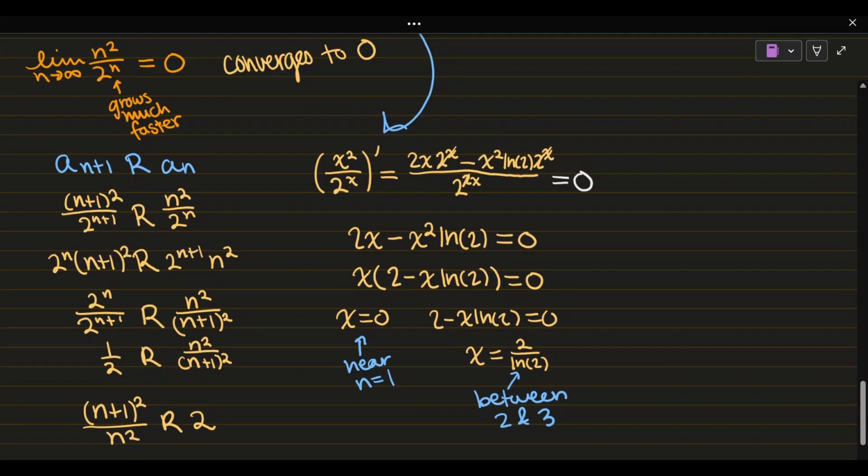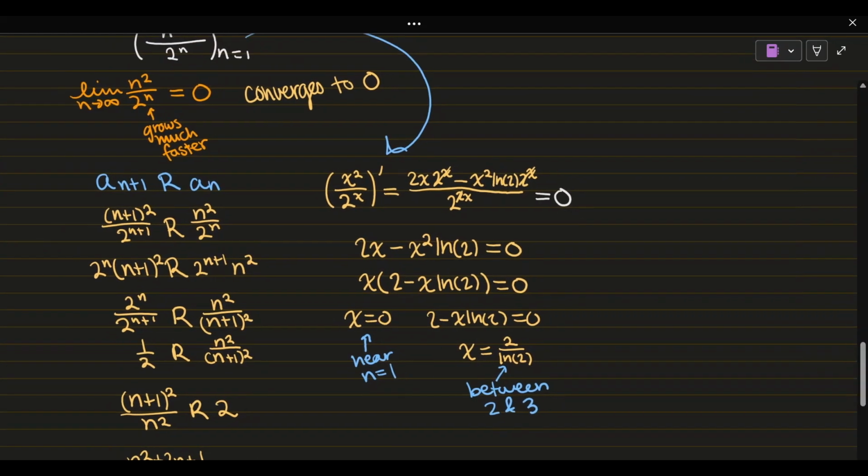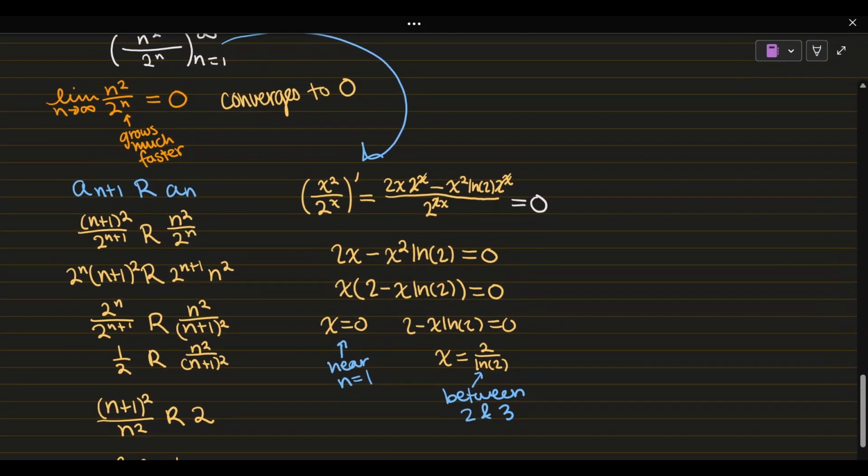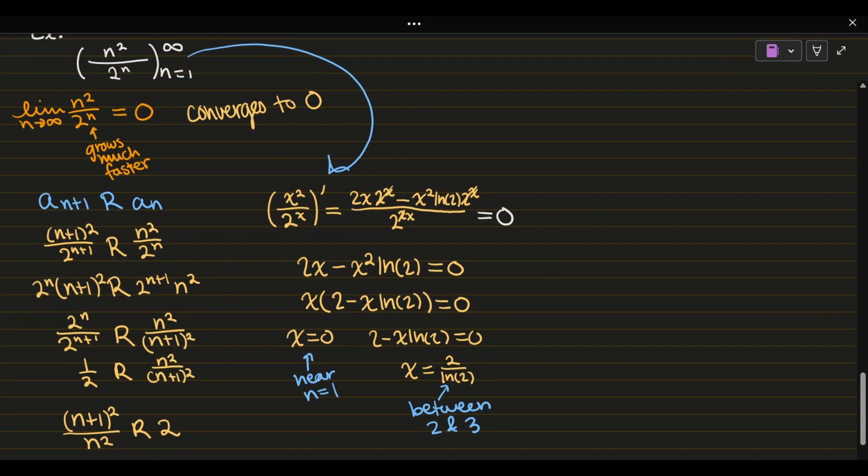Okay. And so, because this is near n equals 1, I'll test n equals 1, 2, and 3 to see which of them is the greatest and which of them is the least. Okay, and that'll help me determine what my least upper bound and my greatest lower bound are. And I also know that my function converges to 0, so that's a potential for the greatest lower bound or least upper bound. So let's evaluate.